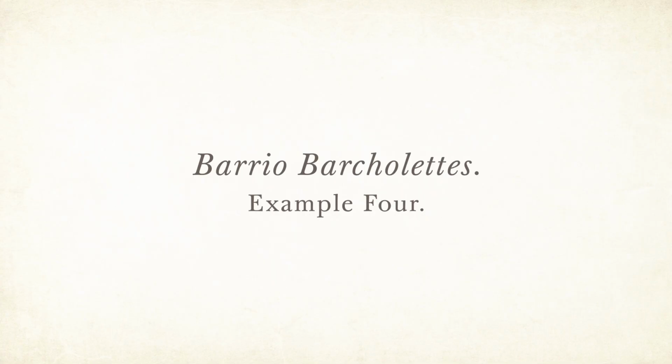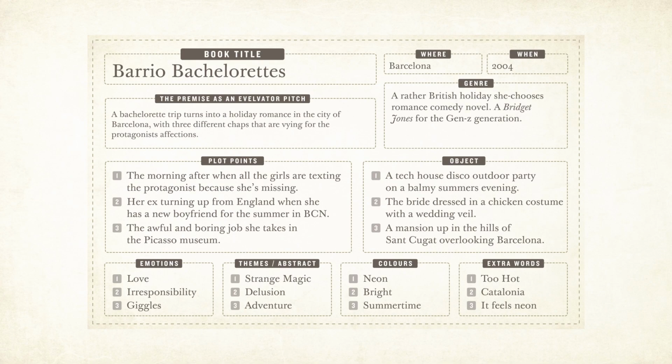Example 4. When you fill in the checklist, one subject might stand out more than the others. Something that just feels right. It will have a natural visual aspect that appeals. For me on this project, it was the bride dressed in a chicken costume with a wedding veil. It's an arresting image in my head and rather funny. And this book is a romantic comedy.